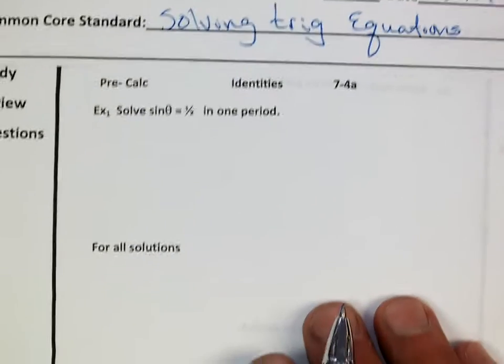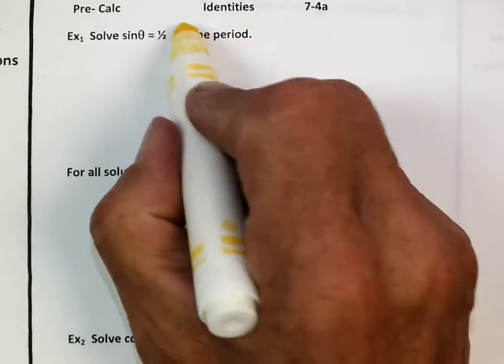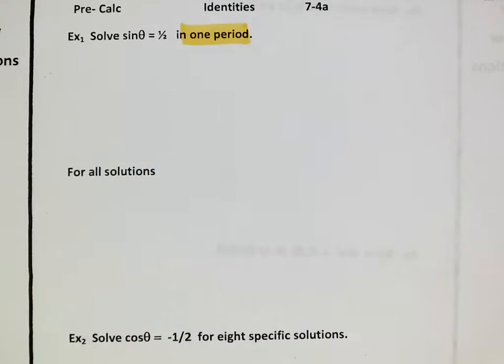Okay, now, example 1. I'm going to highlight this. Okay, I'm going to highlight that, okay? So if I highlight that, it's got to be important, right? One period. What's the period of sine? Anybody remember? What's the period? 2 pi. Okay? So if it's 2 pi, then what we're going to be doing is getting 2 answers.